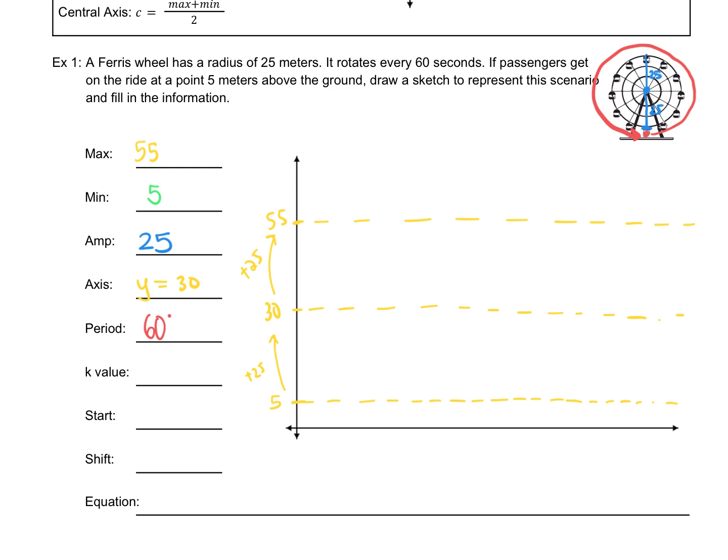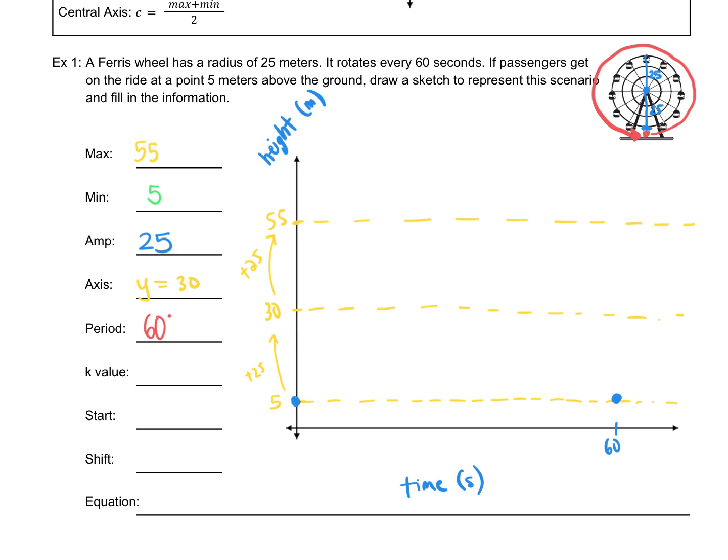Now we are told that the rider is getting on at 5 meters, which means at time 0, this will be our starting point. Now with that in mind, I'm going to label here's my height in meters, and here's my time in seconds. Okay. It rotates every 60 seconds, so I know the period is 60. It doesn't tell me how many rotations to draw, so I'm just going to draw one. 60 seconds is here, so 60 seconds later, we should be back at the minimum.